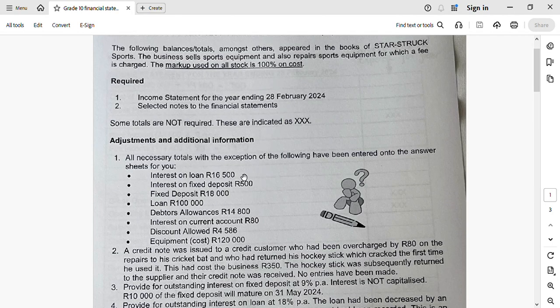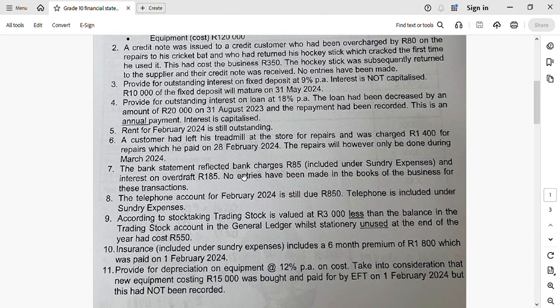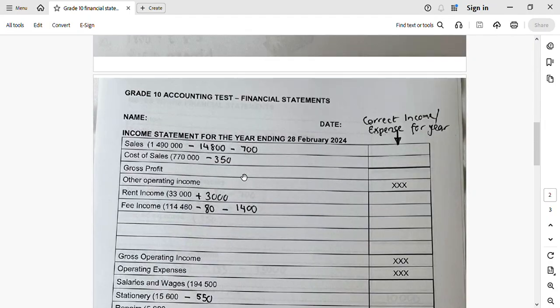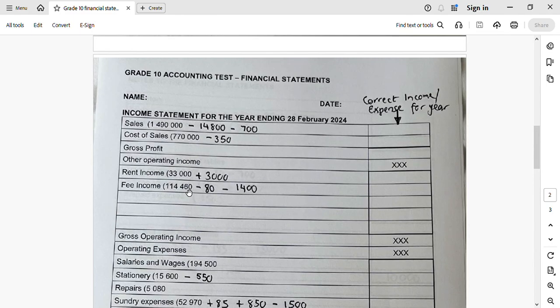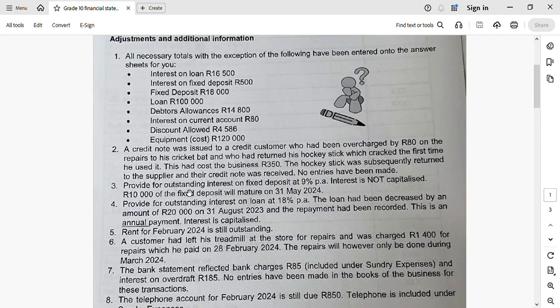Interest on loan. Interest on loan is interest expense. Whenever you're not doing the note for interest, you must show your workings. So that interest on loan figure will get recorded here, and the interest on fixed deposit, which was next, will get recorded under interest income. Okay, then we have fixed deposit. We're not going to do that. We have loan, which we don't have to do either.